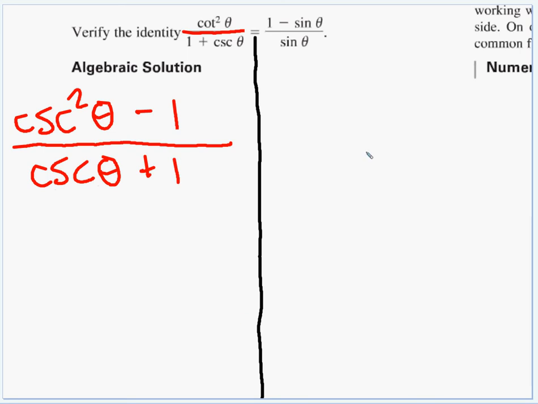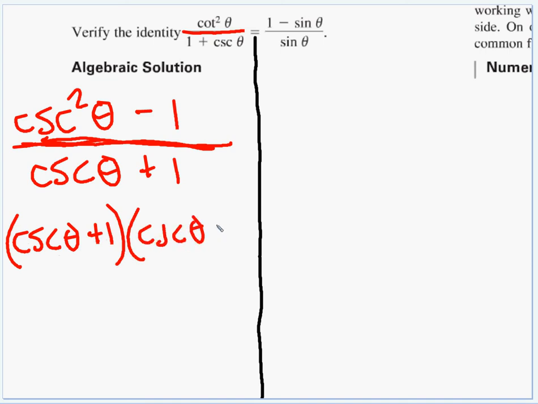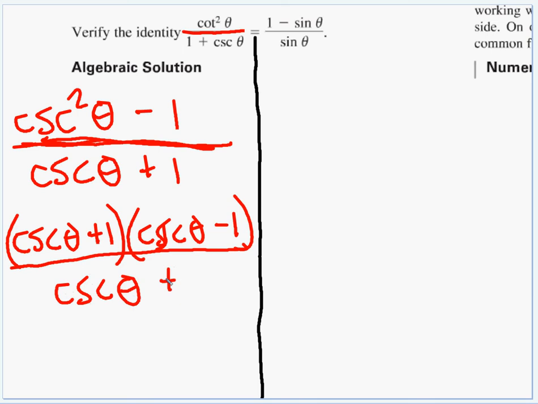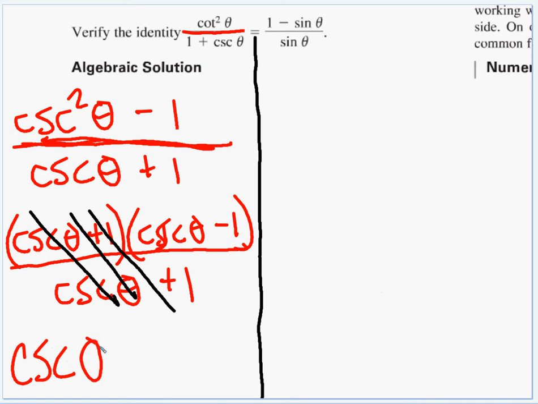Okay. Think back to factoring. X squared minus 1. This numerator cosecant squared minus 1 is just in the form of a perfect square minus a perfect square, so we can factor it. Cosecant theta plus 1 times cosecant theta minus 1. Okay, now look at that denominator. Cosecant theta plus 1 is in the denominator. Let me switch to black ink real quick, and we can cancel those like so. So what are we left with? Cosecant of theta minus 1.